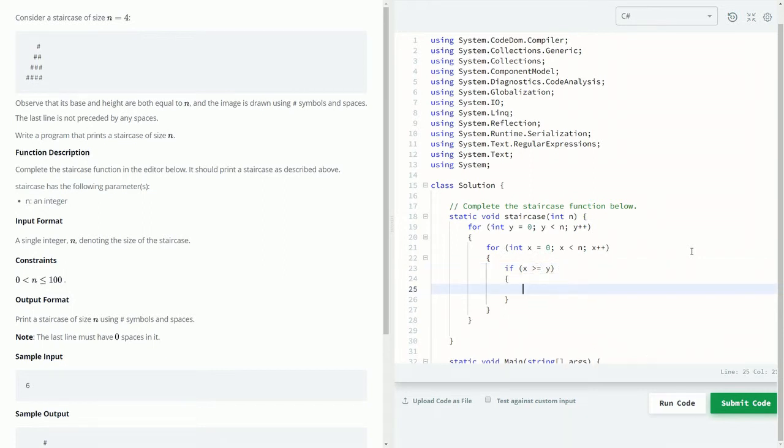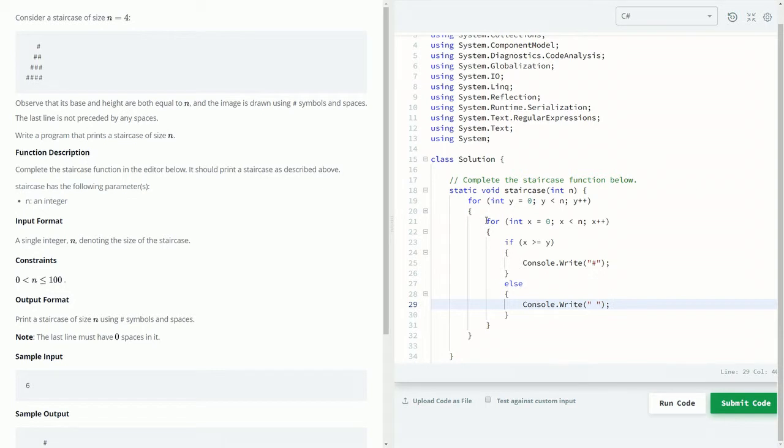then console write pound. And if it's not, then we will write a space. The last thing we need to do is, after each column is done being decided, we just want to end the line. So I'll say write line blank. What that's going to do is we'll say space, space, space, pound symbol, and then we're done with this row, so new line.